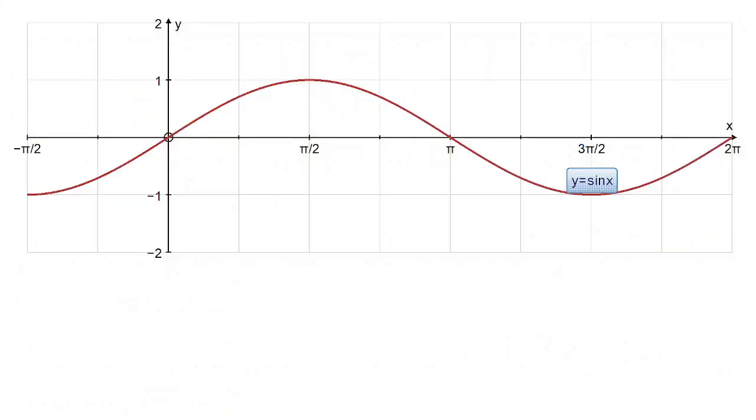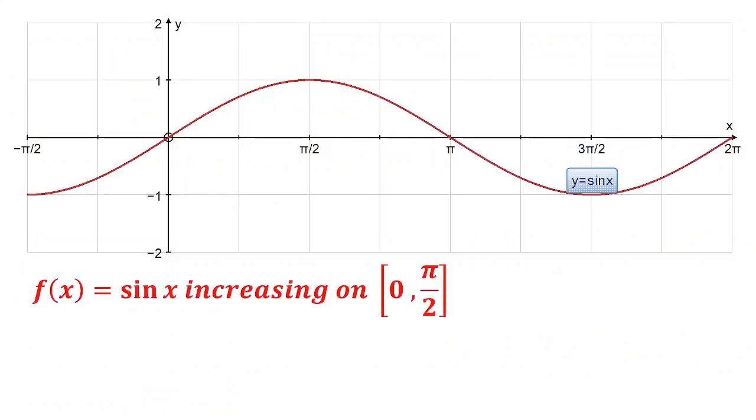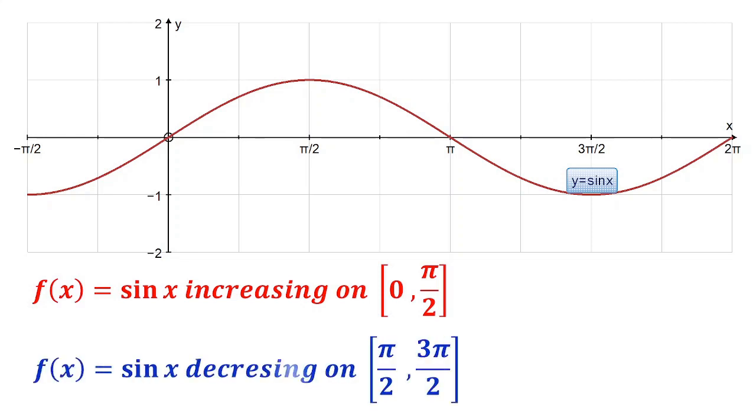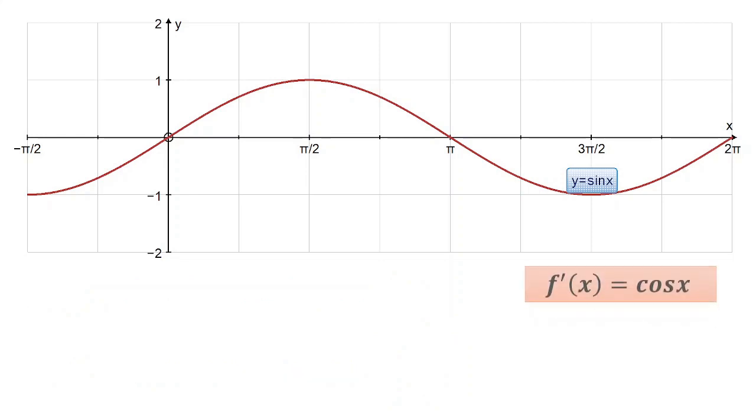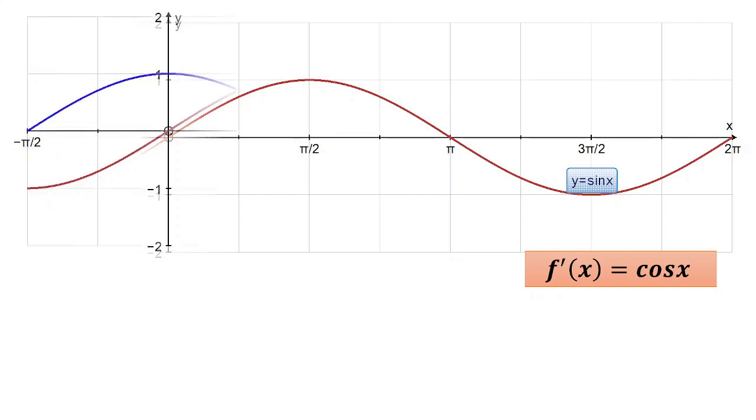Well, now you are seeing one sine curve. In that sine curve, sin x is increasing on 0 to pi by 2, and it is decreasing on pi by 2 to 3 pi by 2. From the figure itself, I am telling that from 0 to pi by 2 it is going up, and from pi by 2 to pi it is coming down. Now, how to check it with the derivative? f dash of x is cos x. Let us see the curve of cos x now.